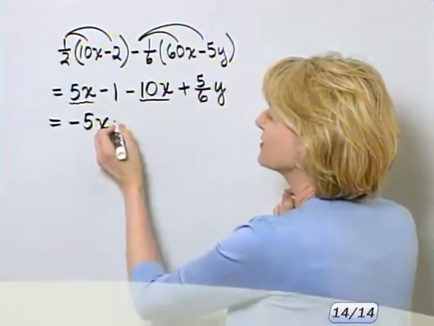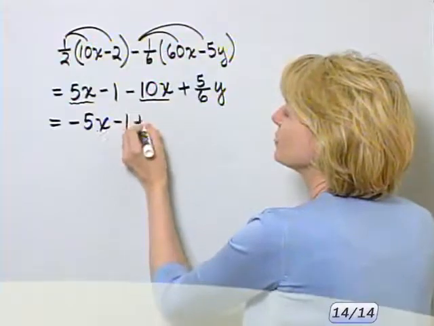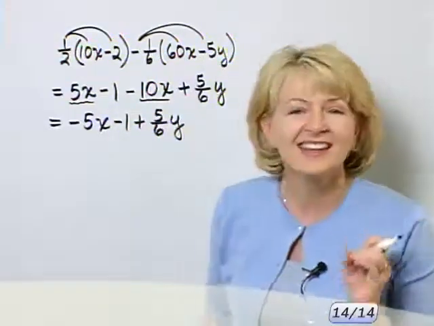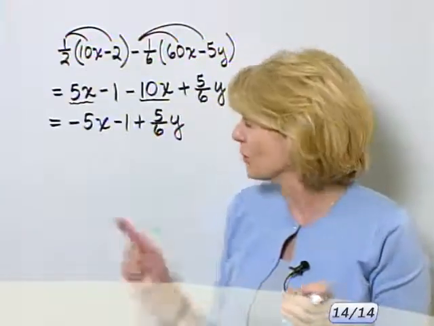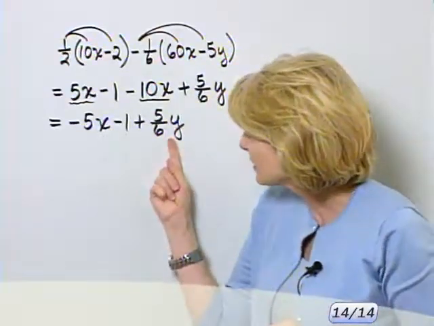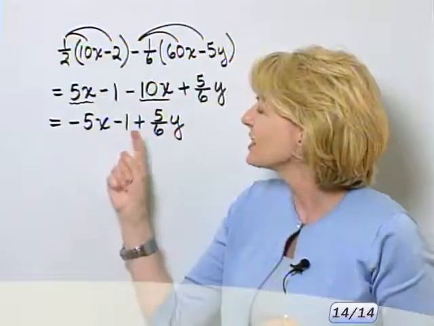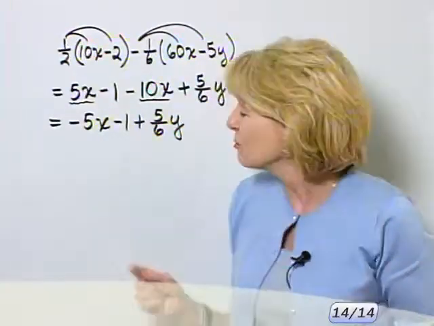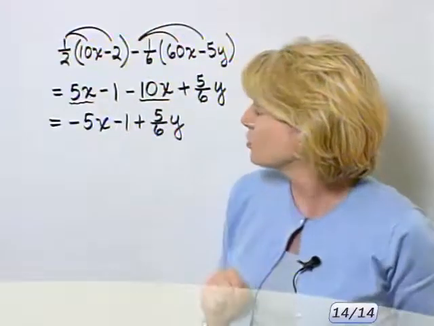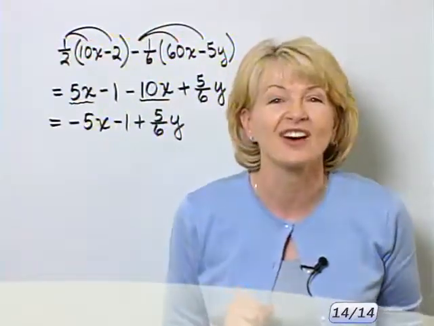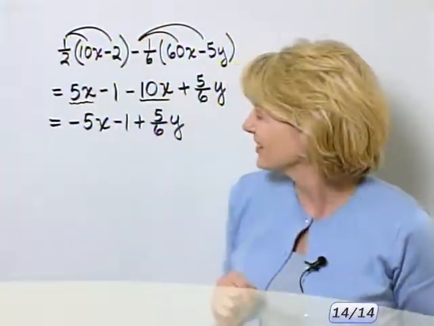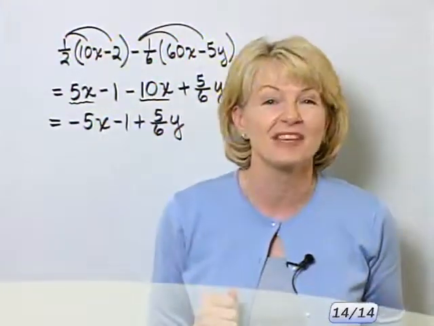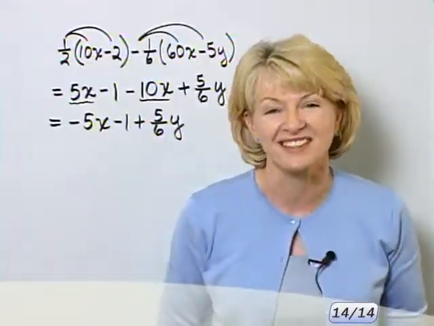That's my only constant, minus 1, and then plus 5/6 y. Again, in any order. You could have written this as 5/6 y minus 5x minus 1. It makes no difference the order here, but I can combine no more terms because they are unlike terms. All right, at this time, practice going over like and unlike terms and simplifying expressions.